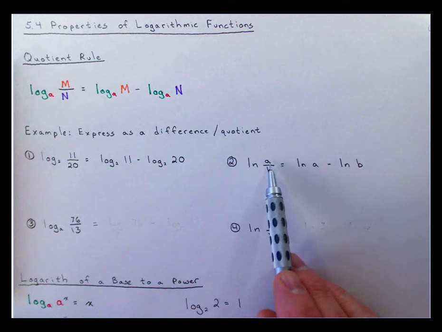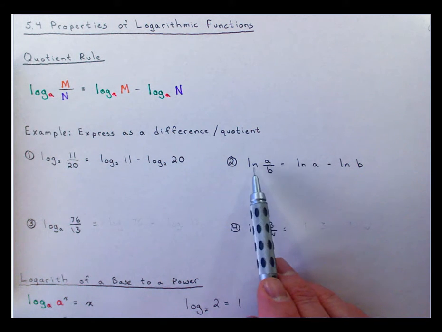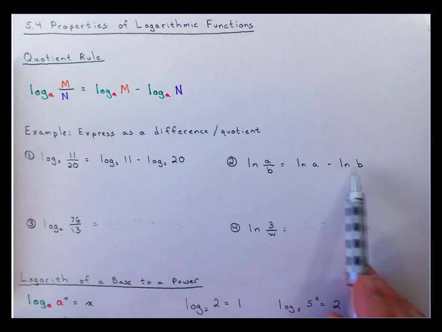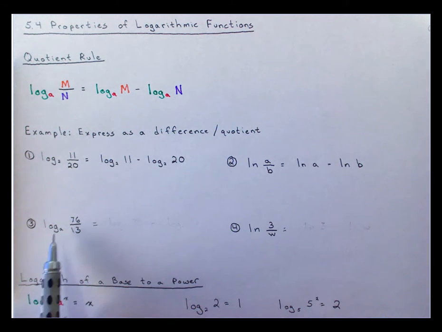So natural log of a divided by b, I can rewrite as the natural log of a minus the natural log of b. So I ask that you pause the video, and I want you to work 3 and 4, and let's see if we get the same answers.